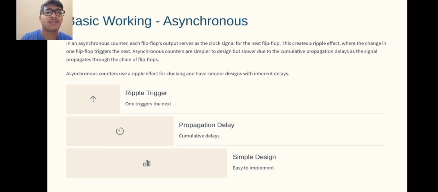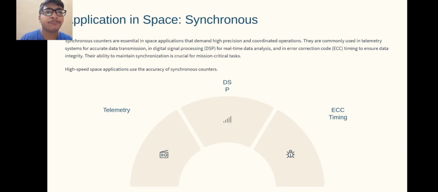Basic working of asynchronous counter. In an asynchronous counter, each flip-flop output serves as a clock signal for the next flip-flop. This creates a ripple effect, where the change in one flip-flop triggers the next. Asynchronous counters are simpler to design, but slower due to cumulative propagation delays as the signal propagates through the chain of flip-flops. Asynchronous counters use a ripple effect for clocking and have simpler designs with inherent delays.